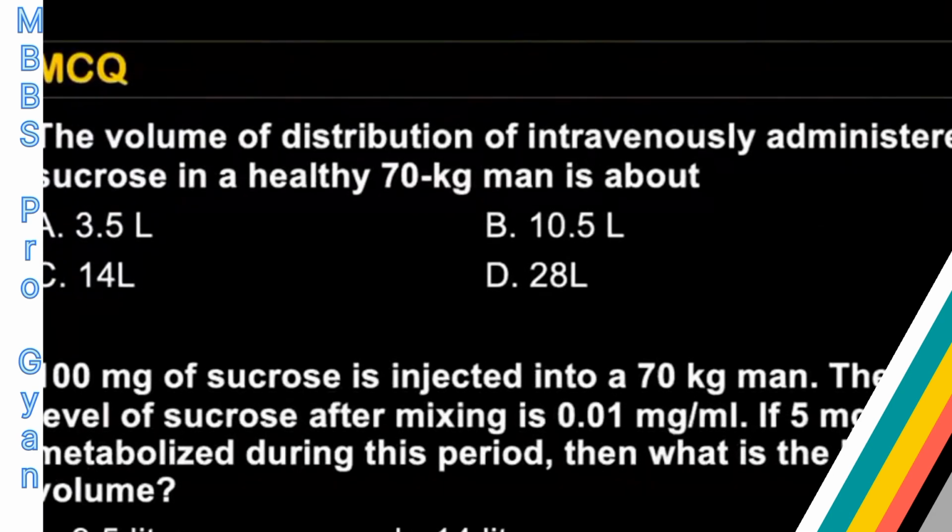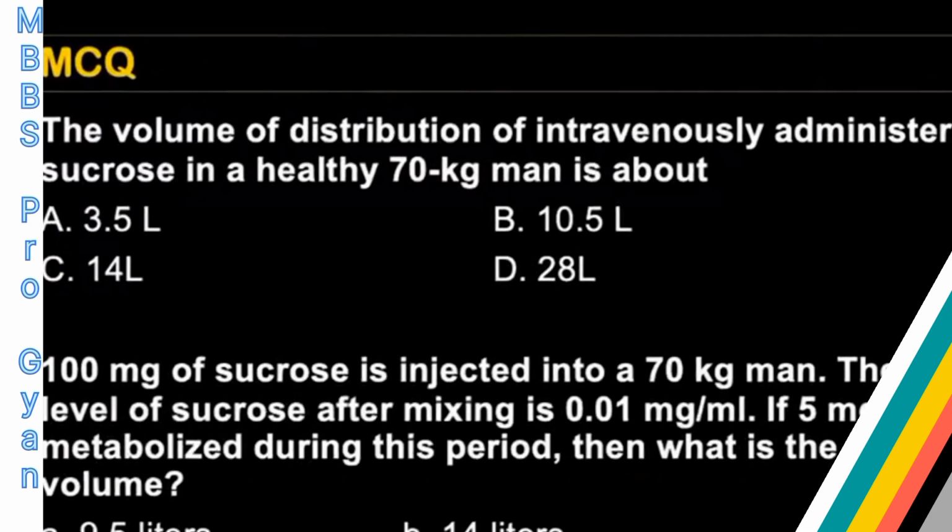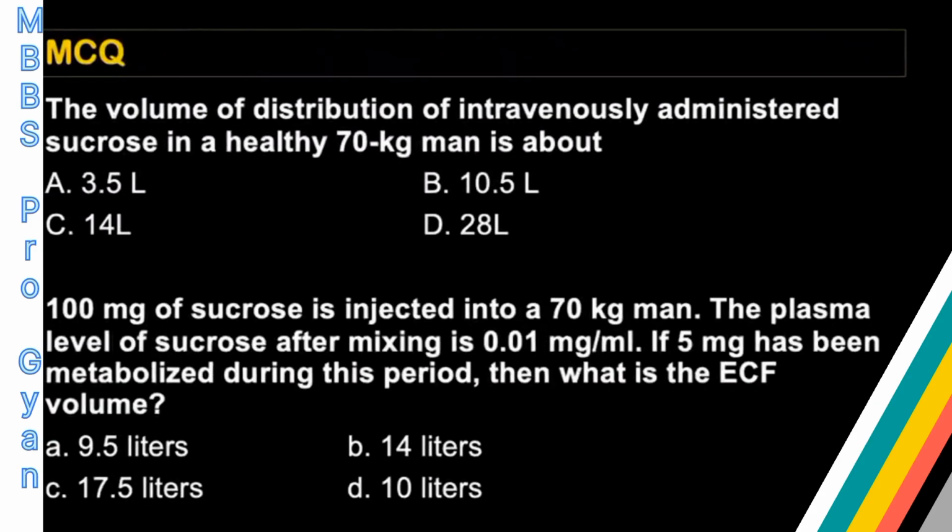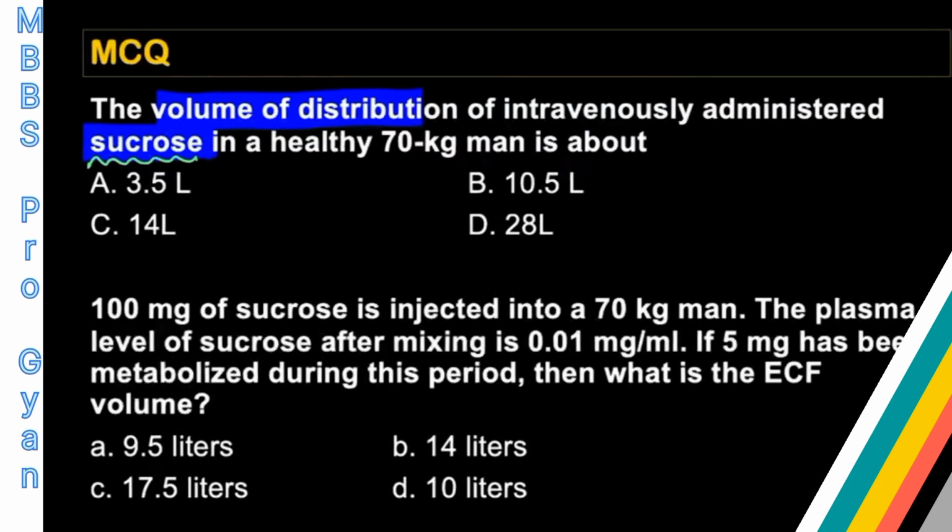So we have also discussed the DY diagram in different scenarios. Now let's do some MCQs. First MCQ: the volume of distribution of intravenously administered sucrose in a healthy 70 kg man. The first catch in this question is sucrose. Sucrose is used for which volume measurement?